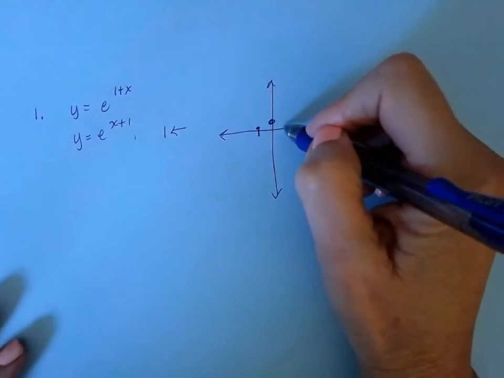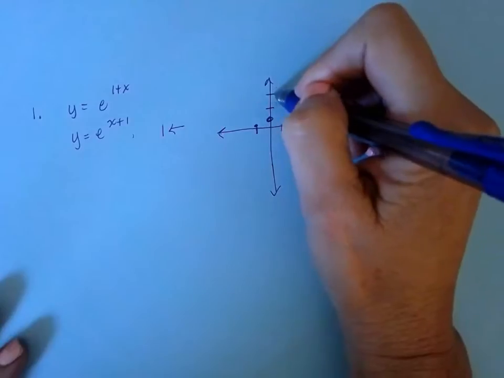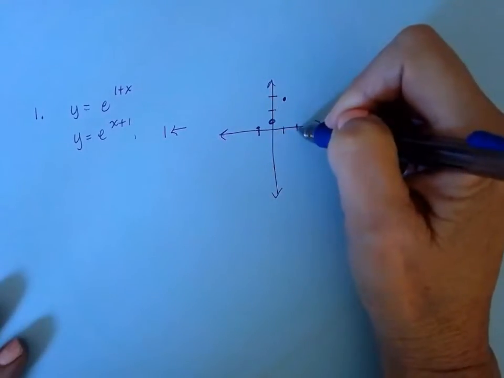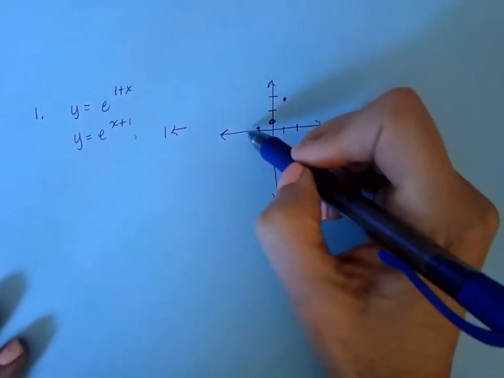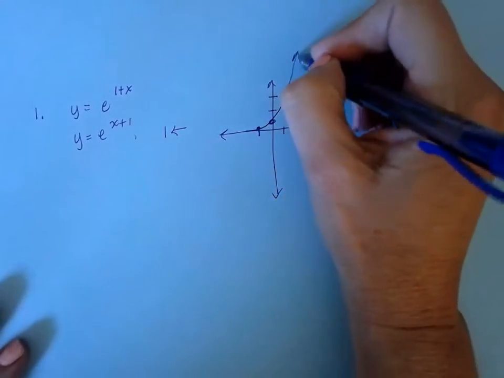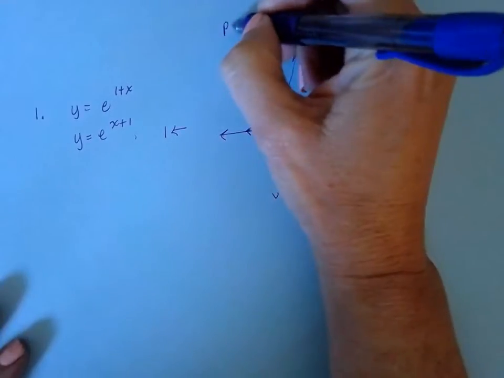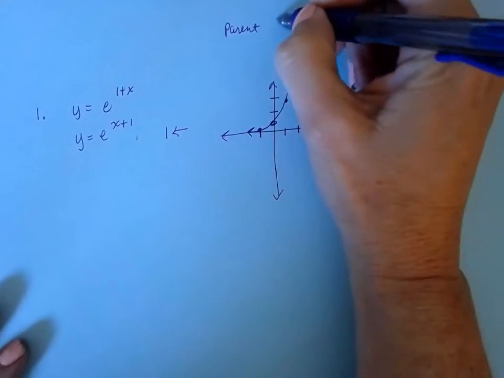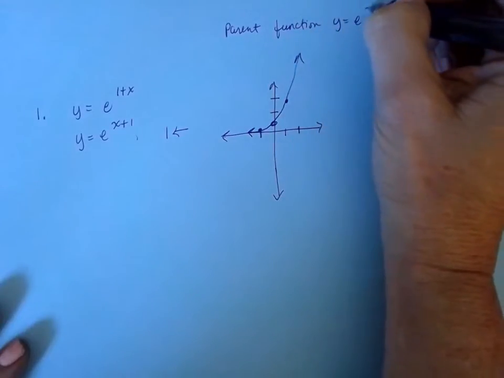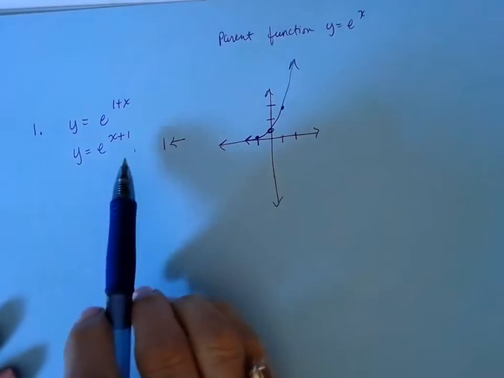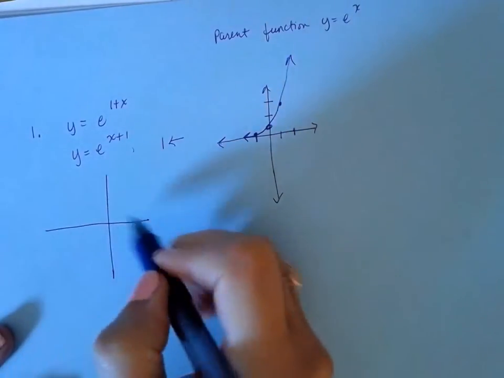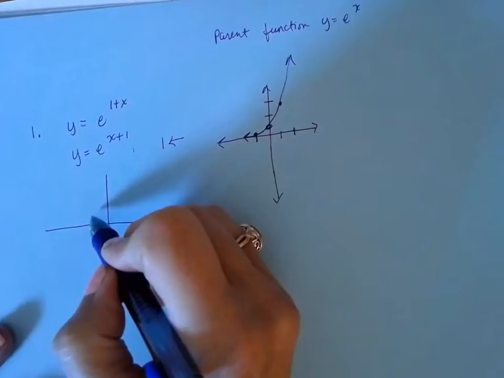When I do e to the first, I am going to get a value that's a little bit less than 3. And then when I get e to the second, it's going to be bigger, of course. It's going to be between 4 and 9, but we're just approximating that right here. So that's the parent function graph. Now, this one is shifted 1 to the left, so this is going to be pretty straightforward. This intercept will just shift 1 to the left.